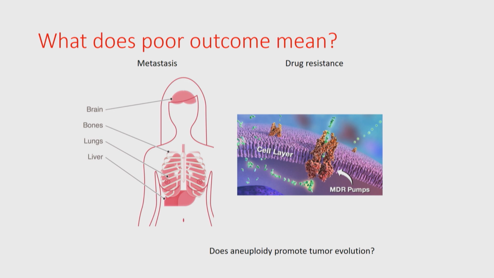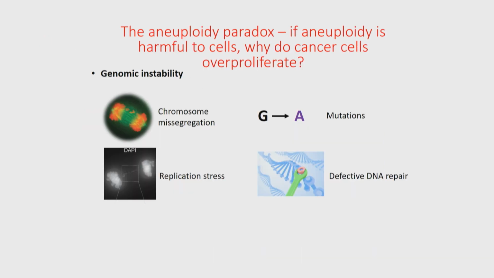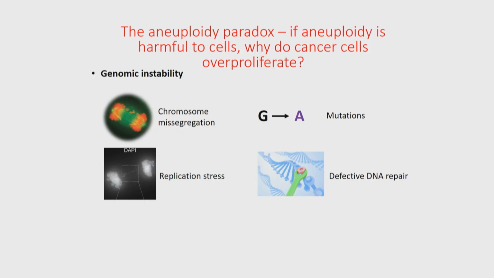The other way we think aneuploidy contributes to tumorigenesis is by promoting tumor evolution. And that hypothesis arises from a very striking observation that in every organism we've looked at, aneuploidy causes genomic instability. That means it reduces the ability of cells to copy their DNA and segregate their DNA well. We see increased chromosome missegregation, increased mutations, replication stress, and defective DNA repair.